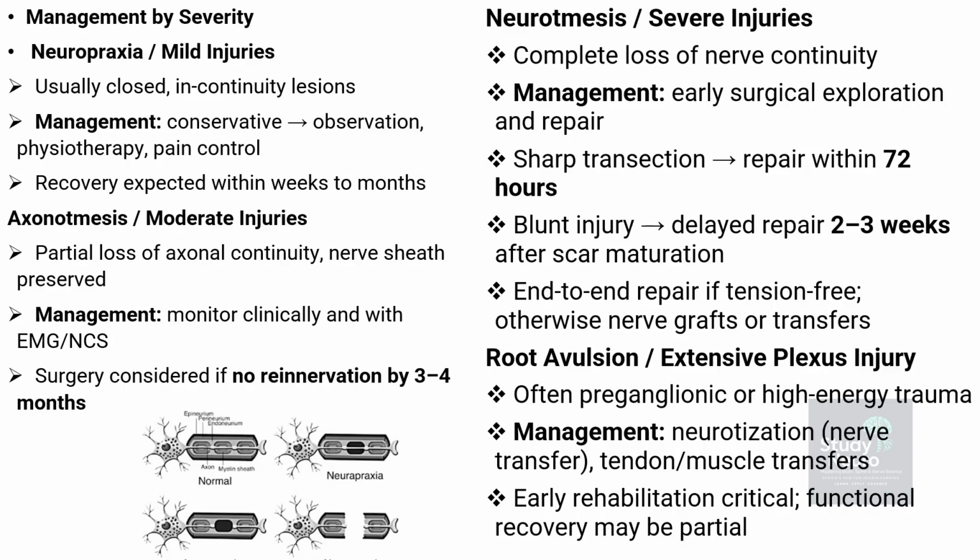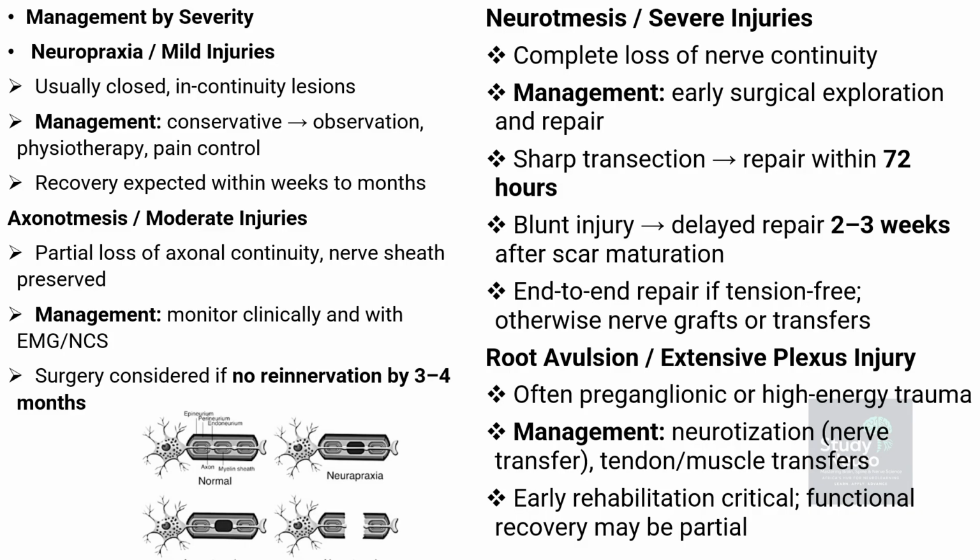The way we approach brachial plexus injuries depends on how much the nerve is damaged. Mild injuries usually heal on their own with supportive care, like movement exercises and pain relief. Moderate injuries may take longer, and if there's no improvement after a few months, surgery might be needed. When the nerve is completely severed, repair is done as soon as possible for clean cuts or slightly later for blunt injuries, sometimes using grafts or nerve transfers.